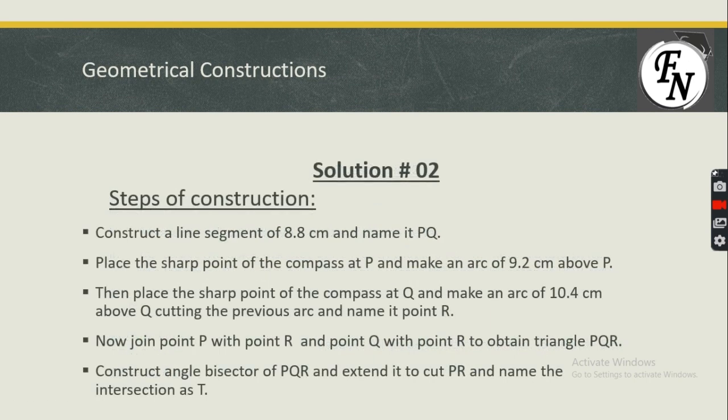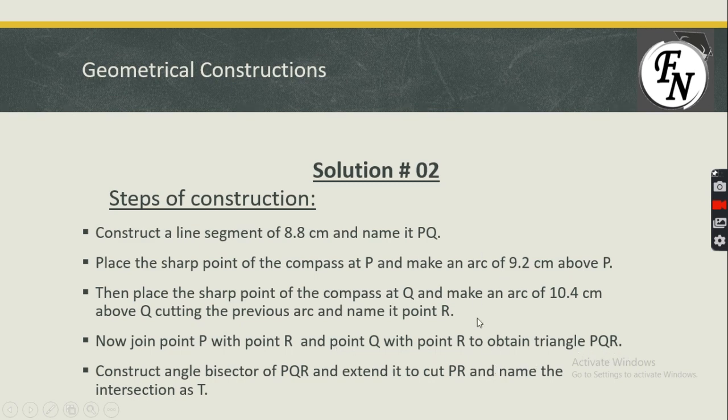So here are the steps of construction. Construct a line first that is 8.8 centimeter long, and we will name it PQ. After that we will place the sharp point of the compass at P, and we will mark an arc of 9.2 centimeter. After that we will place the compass at Q, and we will mark a 10.4 centimeter arc, cutting that previous arc we drew before. After that we will join PR and QR to obtain triangle PQR.